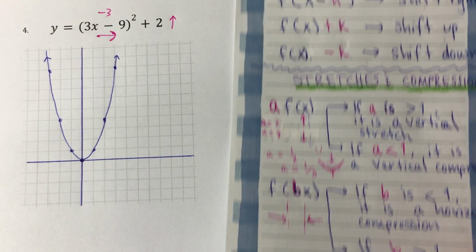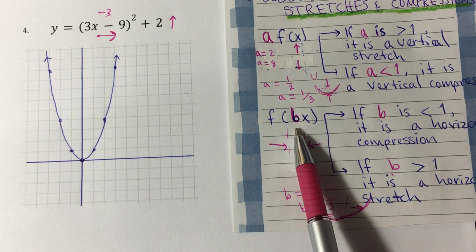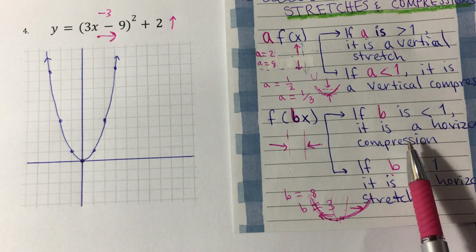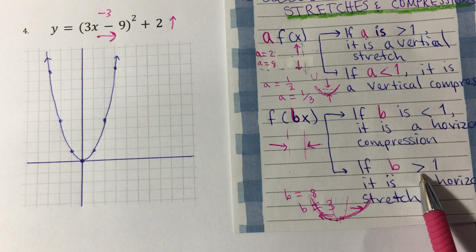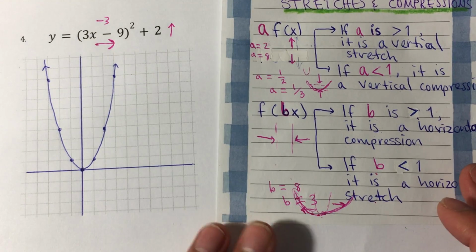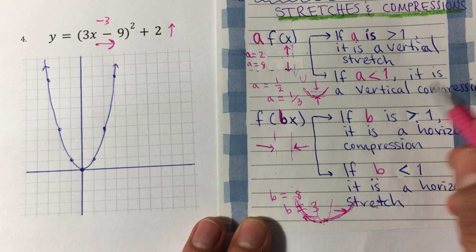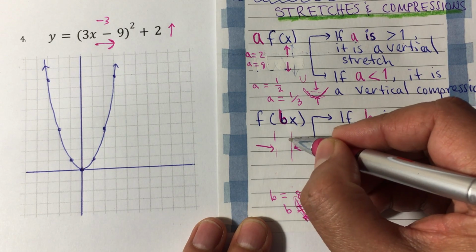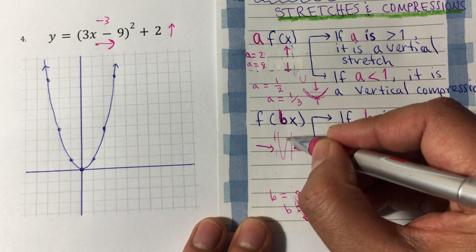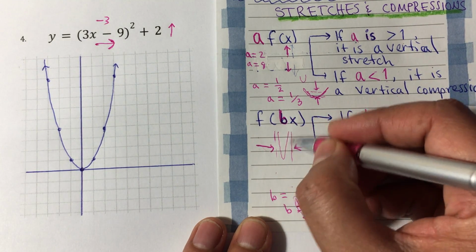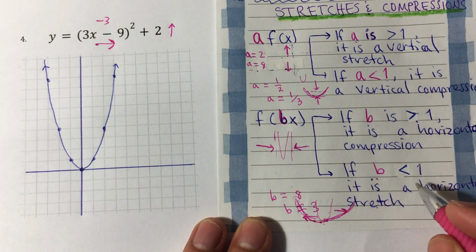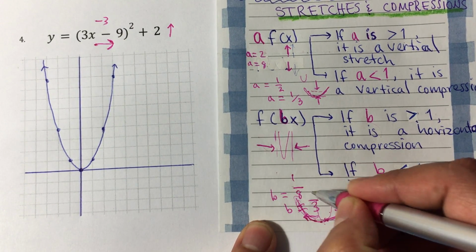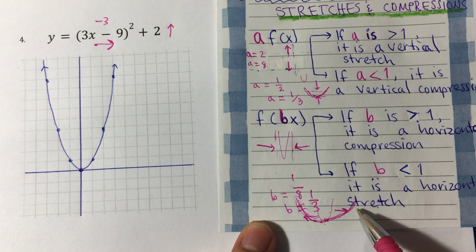But we also said that when we're multiplying inside, which is this one right here, if b is greater than 1, right, a whole number, I just realized that I had them backwards. So whenever b is greater than 1, that's when you'll get a compression. So from a regular one, it's going to be skinnier. And then when it's less, meaning a fraction, then it's going to be a stretch.